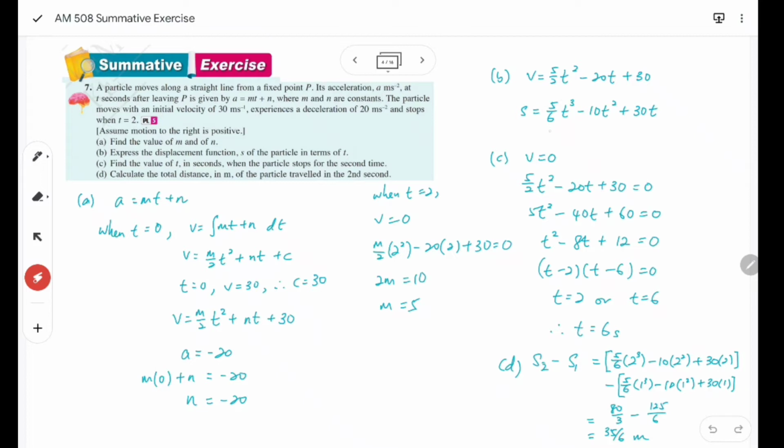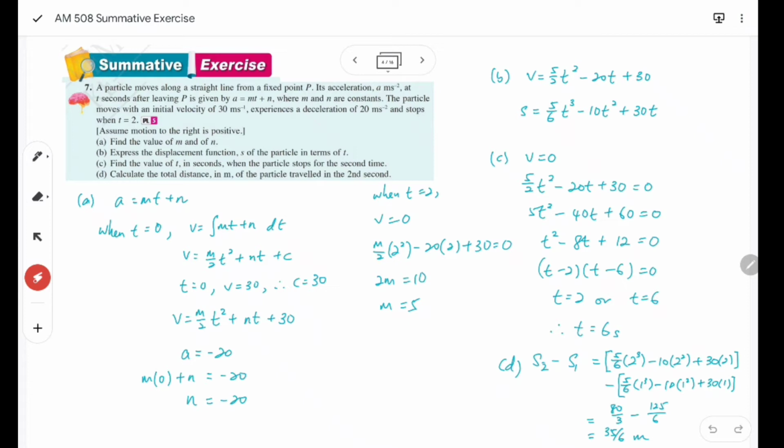Therefore, we'll get 5 over 6 t cubed minus 10t squared plus 30t, and then we see c equals 0, because when t equals 0, the particle is on the fixed point P. Alright, so this is our function of displacement.